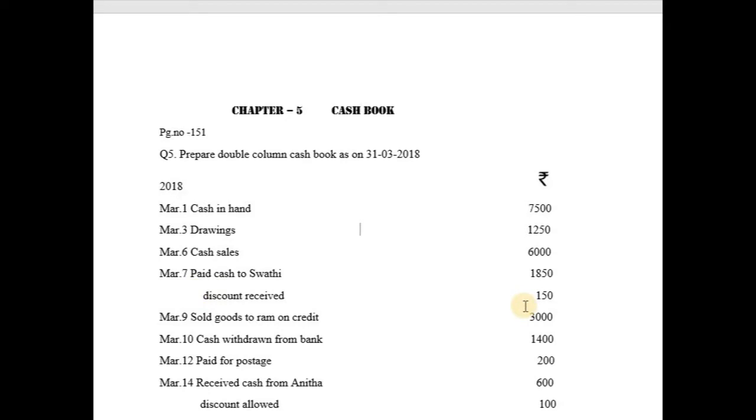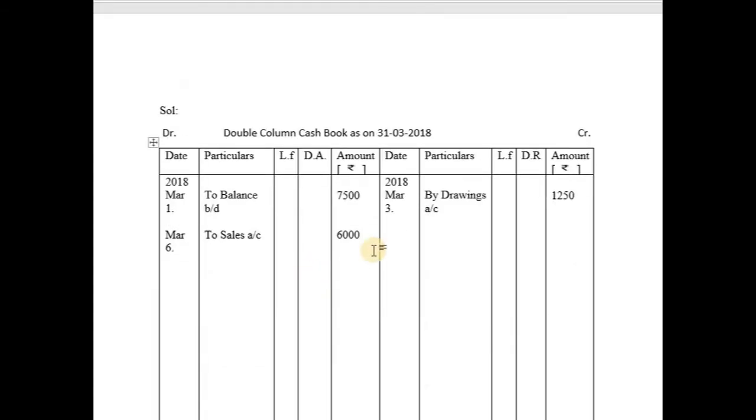Paid cash to Swati 1,850. Discount received 150. Paid cash to Swati का क्या मतलब आता? आप पैसे पे कर रहे. So cash is going from the business. So it will be recorded on credit side as March 7 by Swati 1850. March 7. The date is taken as March 7.